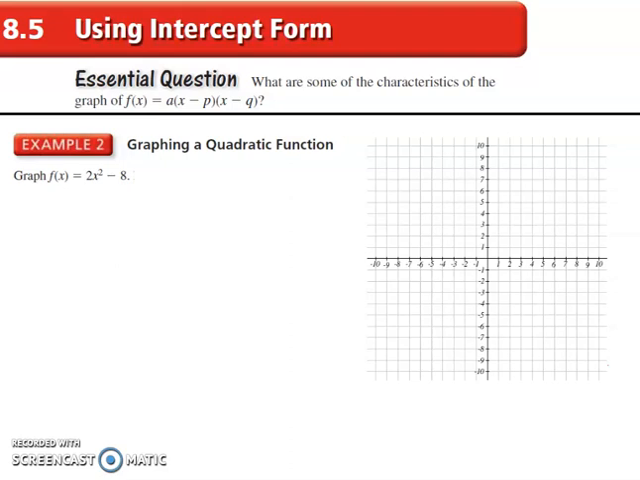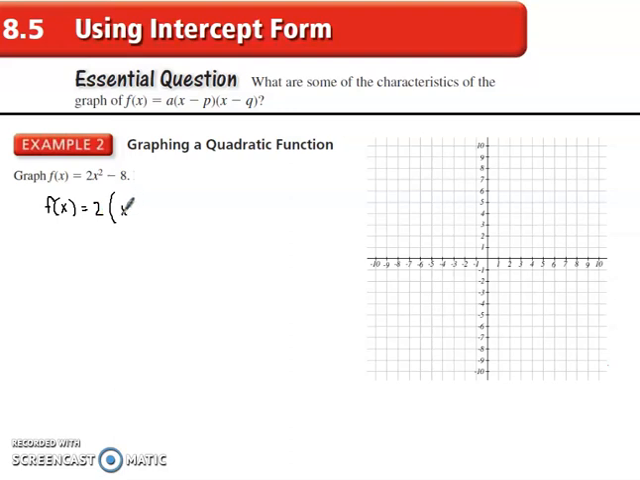So example 2, continuing from our last video, is to graph the function shown. Since we are talking about using intercept form, I am going to graph this by using intercept form. You might also be able to use vertex form here if you see that this -8 means that we are just going to shift our parabola down 8 units, and then the 2 is going to change our pattern. However, since we're talking intercept form, I'm going to go ahead and factor this to use intercept form.